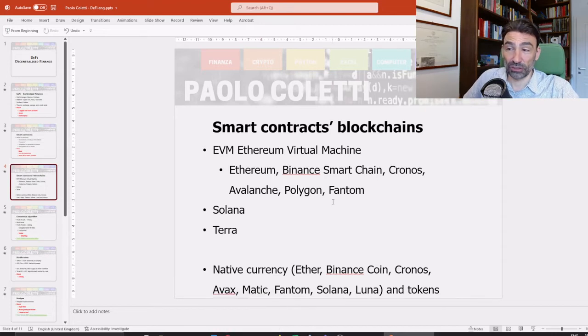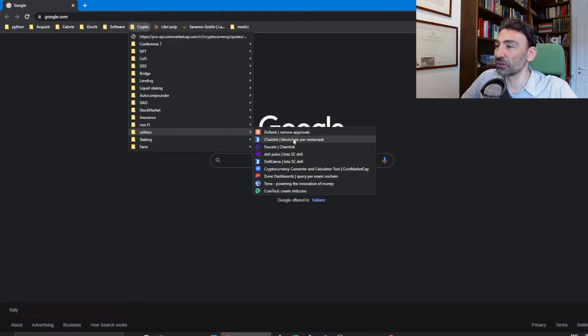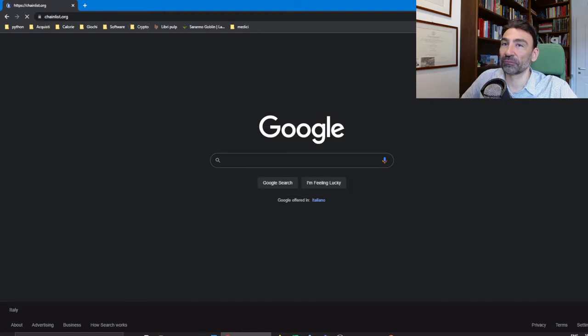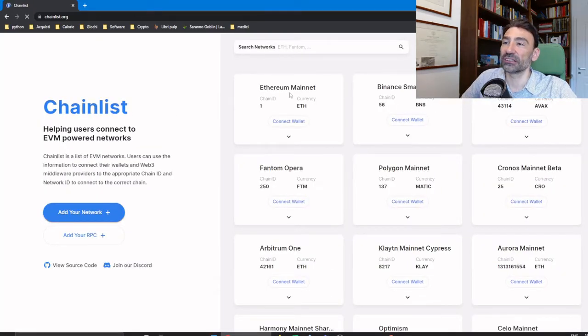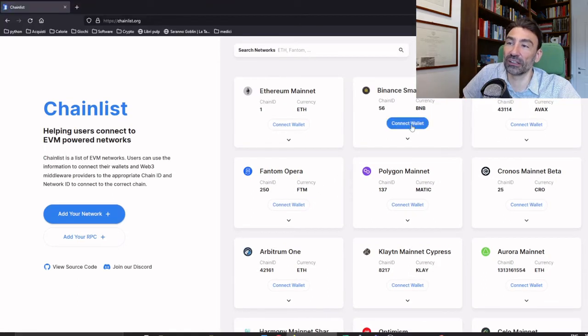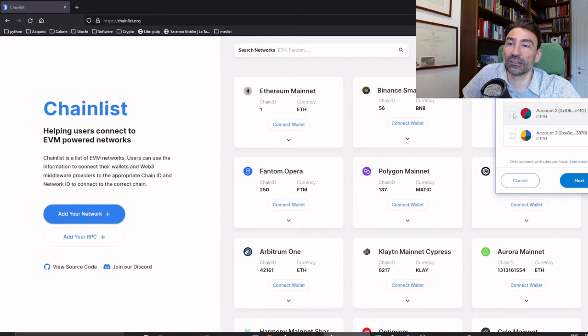Now, just to give you an example of this, let me open utilities. I have here my MetaMask. This is a chain list, these are all the Ethereum Virtual Machine chains. So I will now install Binance Smart Chain on my MetaMask. Currently my MetaMask is this one. You can click here and it gets installed automatically. You can see Polygon, Avalanche, Phantom, Kronos, and tons of others. So connect to wallet, and it transmits automatically to MetaMask.